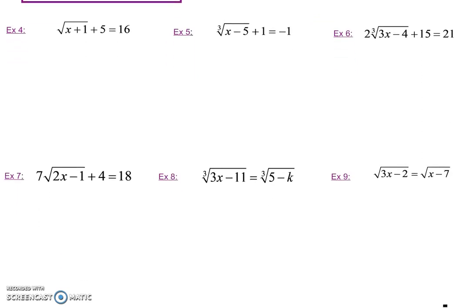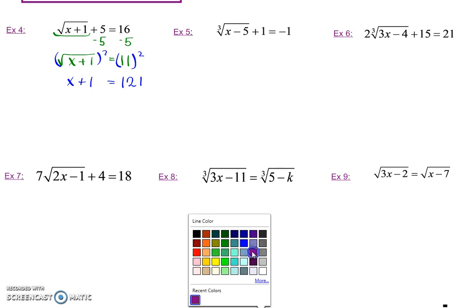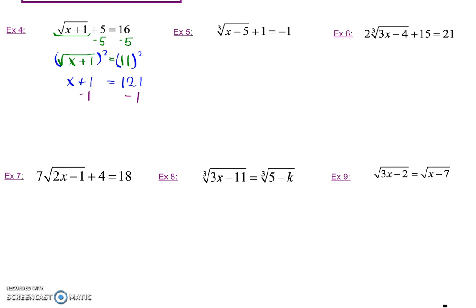They're going to gradually get a little more complicated. So in example 4, to isolate the radical, we should subtract this 5 over. And that'll give us the square root of x plus 1 equals 11. Now that the radical is by itself, we can square both sides. And x plus 1 equals 121. We subtract the 1, and we're almost done. x is equal to 120. Okay, so go back and check that problem.